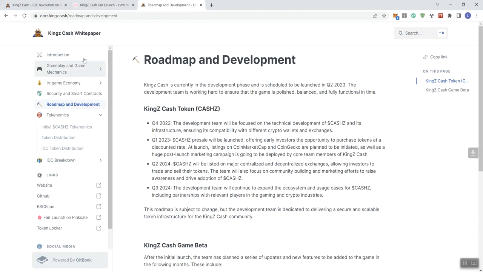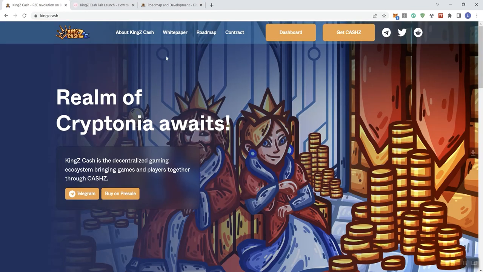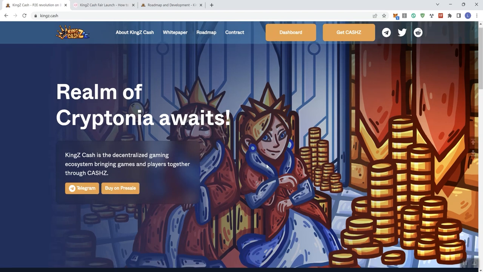All right, so we're going to move on over to the main page. We can see links in their navigation bar, a couple of buttons, one for the dashboard and Get Cashz, along with their socials. Realm of Cryptomania awaits. Kingz Cash is the decentralized gaming ecosystem, bringing games and players together through Cashz. We also have a button here for the Telegram and for the Pink Sale presale page.